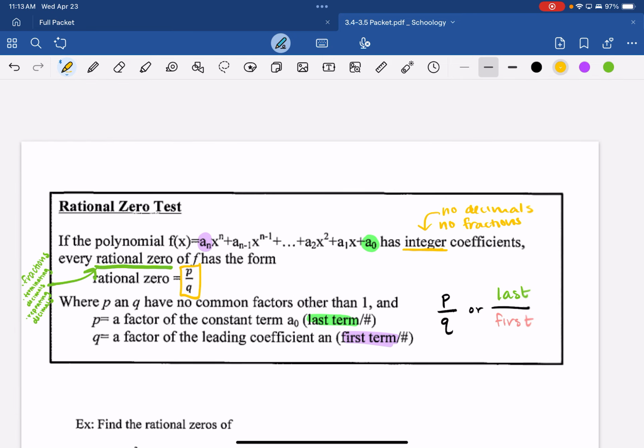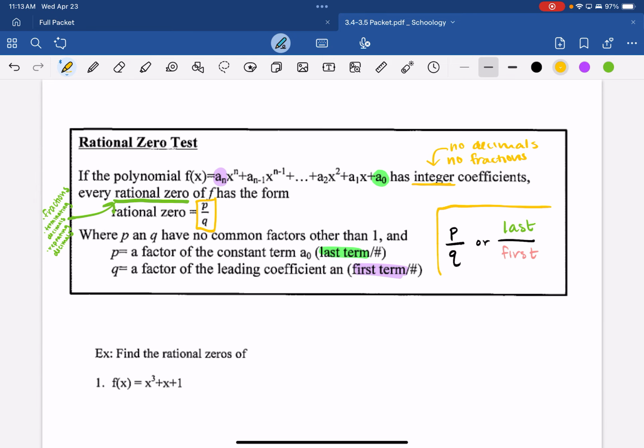Now, what is this form? This right here, okay? P over Q. I like the wording last over first, okay? Because we're talking about the last term when it's in standard form and the first term. So the most important thing here is that we need to make sure our polynomial is written in standard form before we can use this theorem. Okay, so we have to make sure it's in standard form. Then we just use this fraction and we do the last term over the first term.